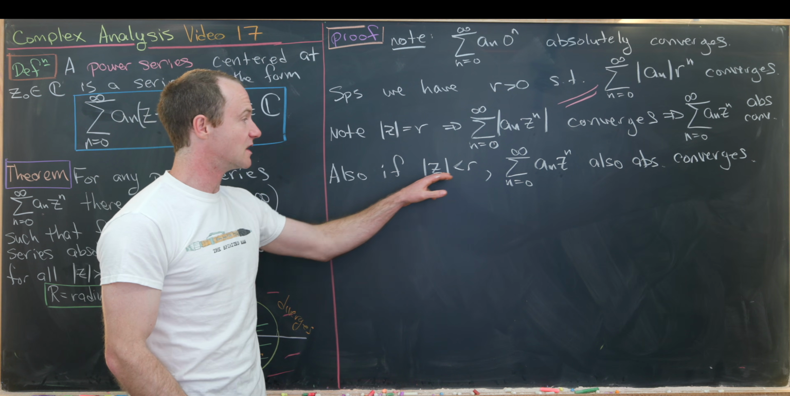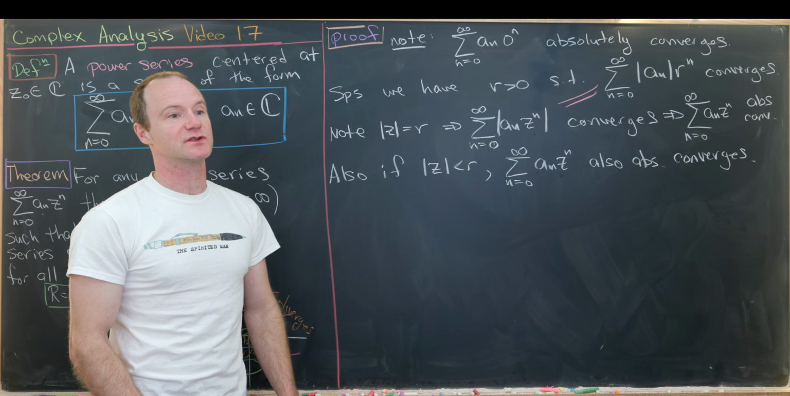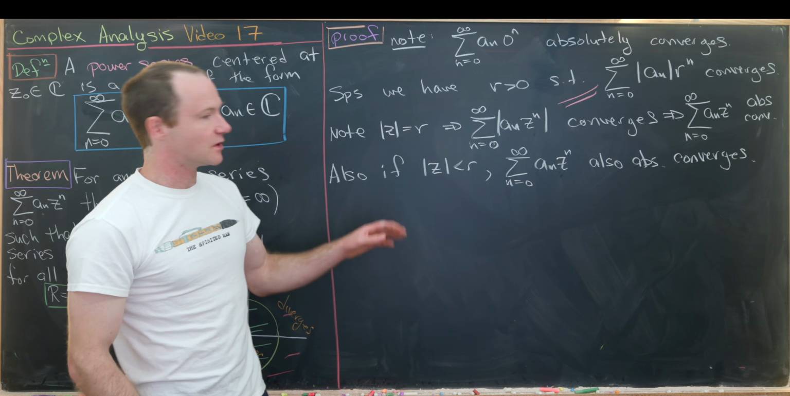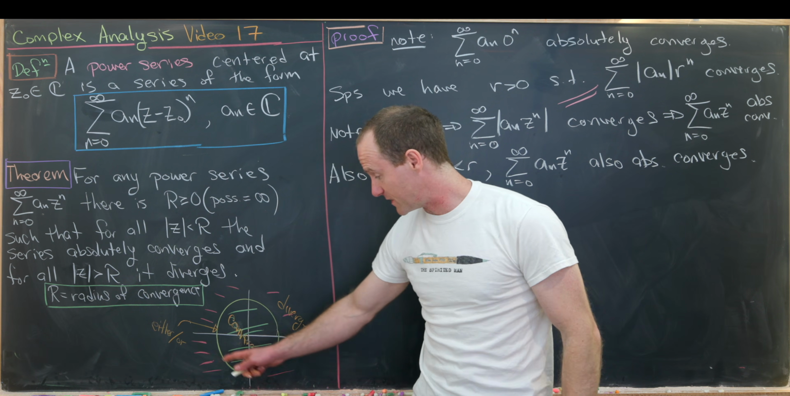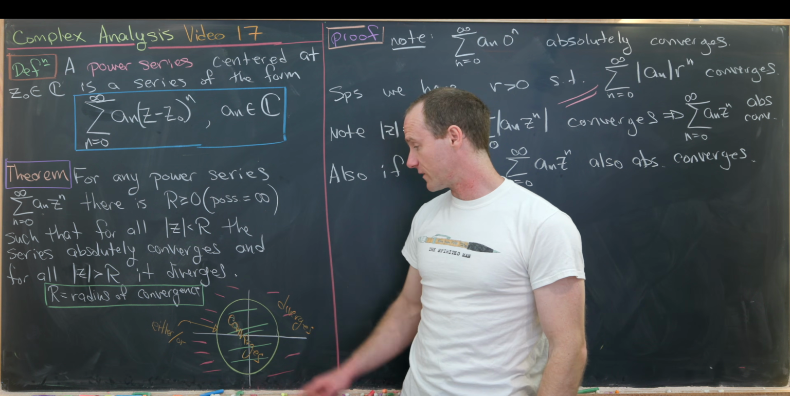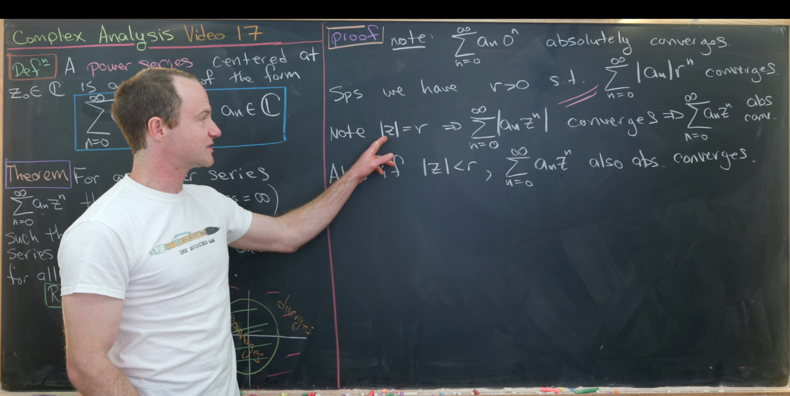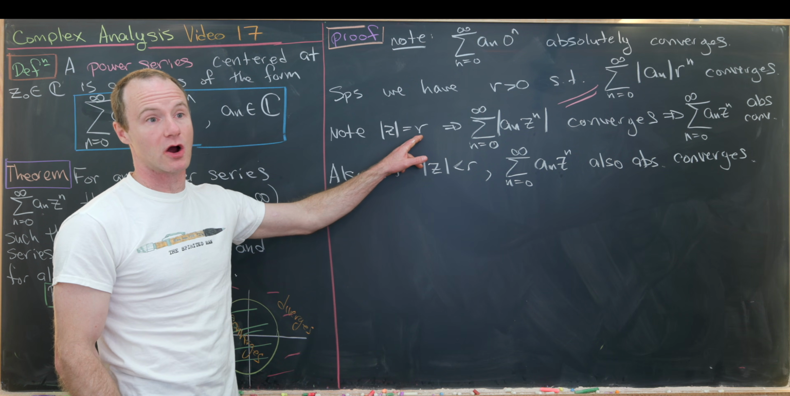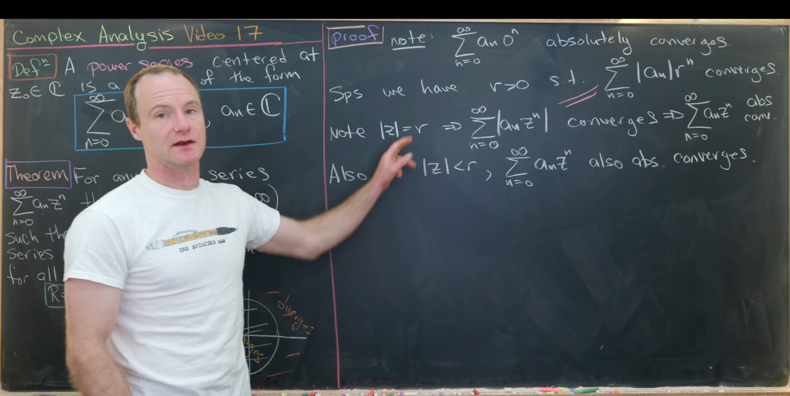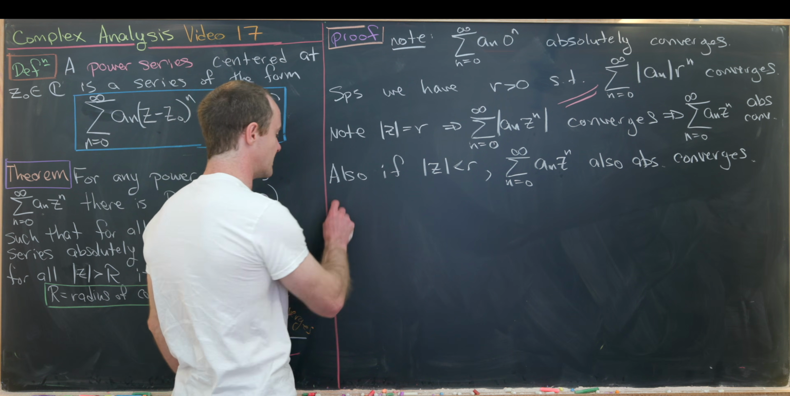And that's happening for all z within this radius r. So that means that we're setting up this disk here where this thing converges. So now what we'd like to do is push this disk, this little r, as large as we can. And we'll do that by taking the supremum.